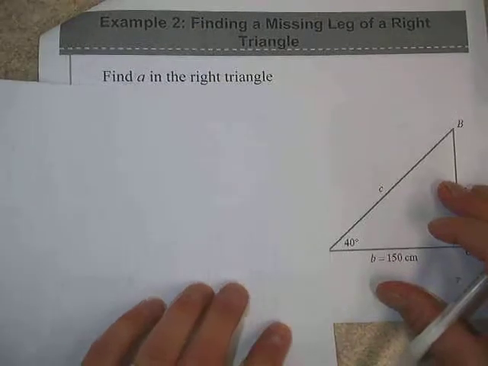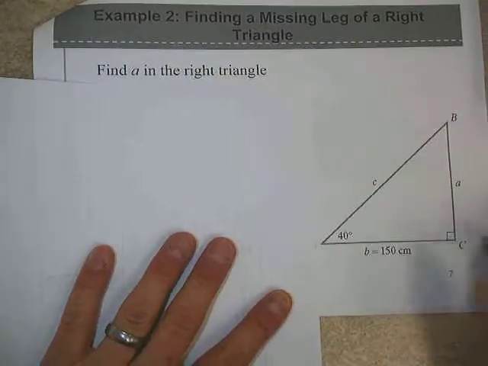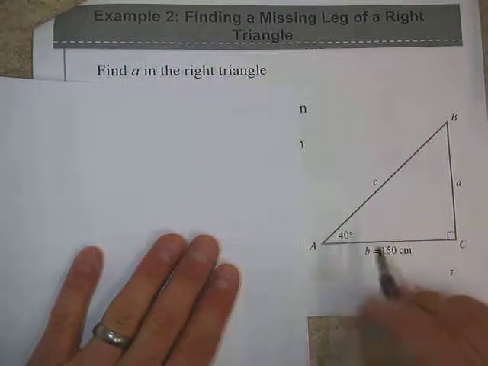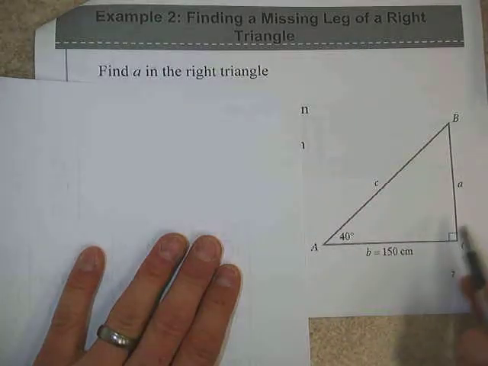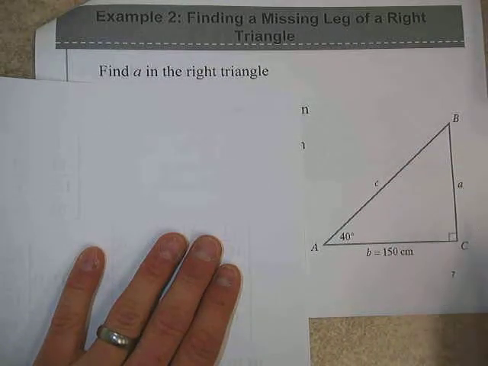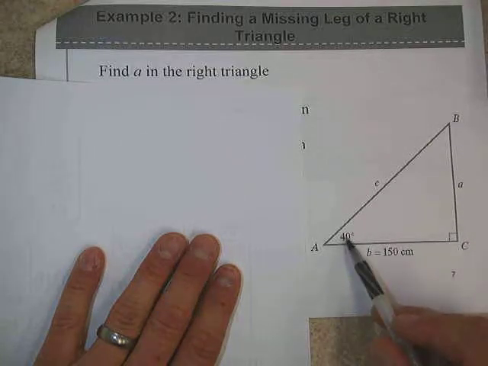Okay, so let's see, how do we use the trig ratios to solve the problem? So in this particular case, we know that this angle A is 40 degrees. We know that this side B over here is 150. And what we want to find is side A. So as long as we have two pieces of information in a right triangle, we should be able to find any piece of missing information that we're after.